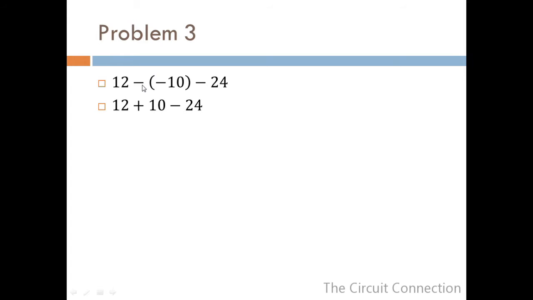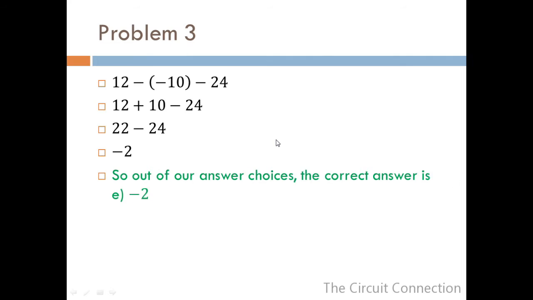Then the negative times the negative 10 in parentheses is going to evaluate to positive 10. And then we're going to add that up with the 12 to get 22. And then 22 minus 24 is going to leave us with negative 2. So out of all of our answer choices, the correct answer is E, negative 2.